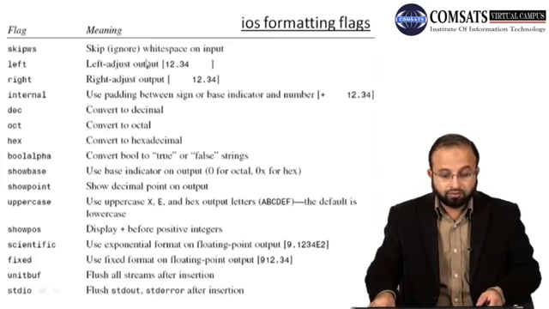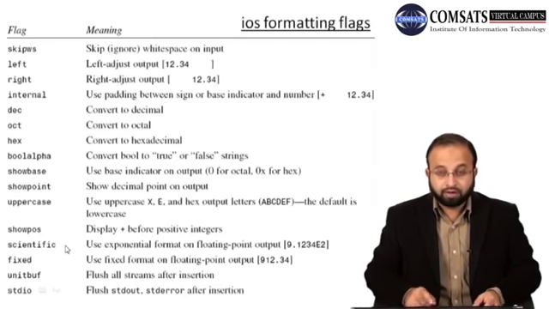Skipws skips white spaces, ignoring white spaces in the input. Left adjusts output, right adjusts output, internal uses padding between sign or base indicator and number. Dec converts to decimal, oct converts to octal, and hex converts to hexadecimal. Then boolalpha, showbase, showpoint, uppercase, showpos, scientific, which uses exponential format on floating point numbers, right? Fixed uses fixed format on floating point numbers, and so on.